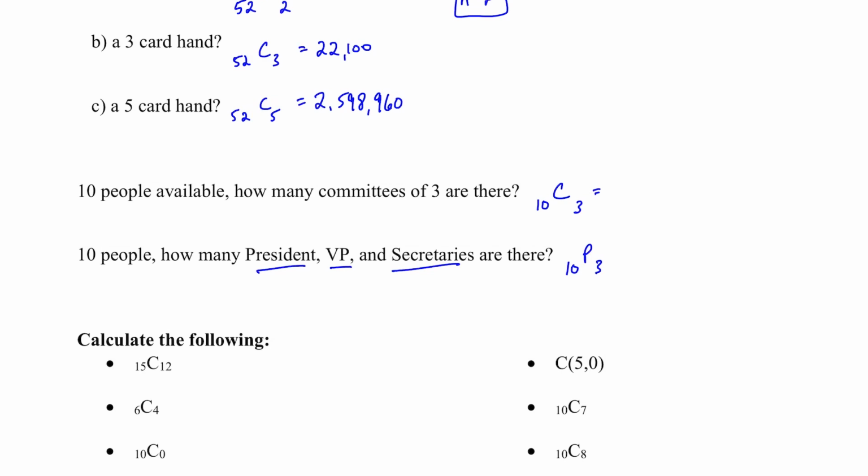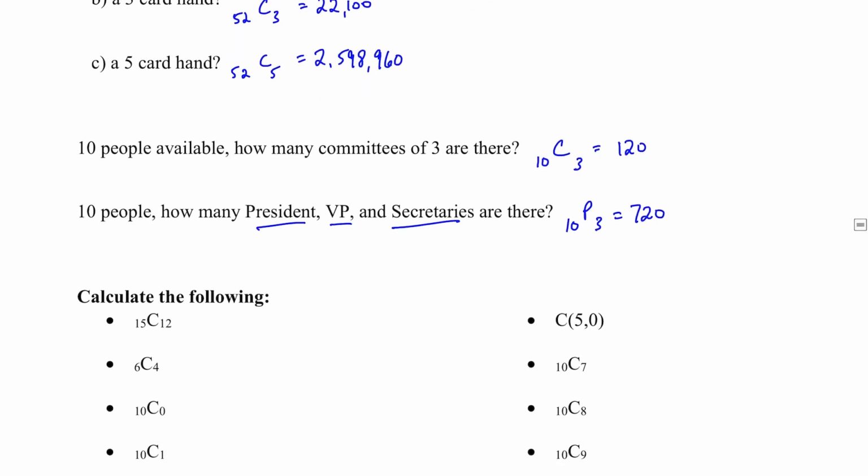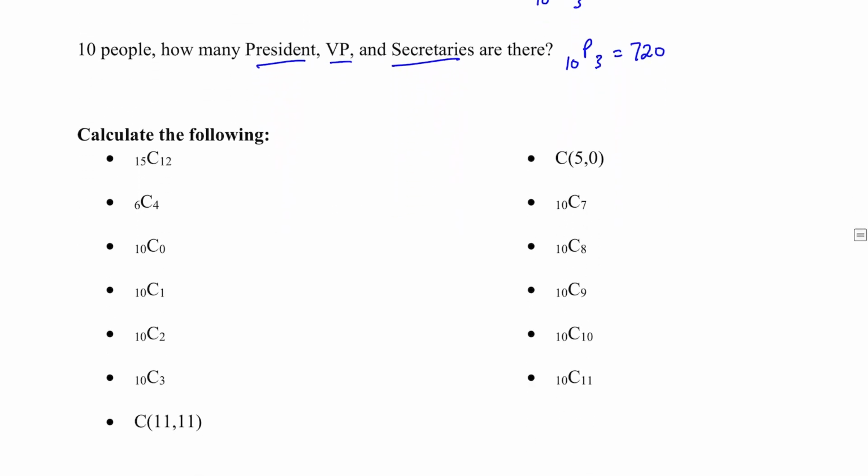And let's look at the difference between 10 choose 3 and 10P3. So if you have 10 choosing 3, you have 120 options, which we saw in the pizza question. But if you have 10P3, you suddenly have 720 different ways.